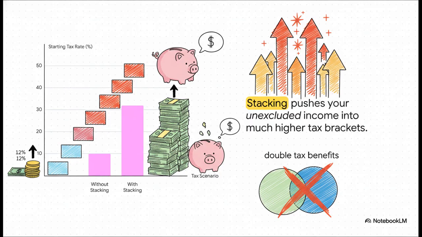And when you see it visually, the impact is just, wow, it's staggering. Look at this example. Say you have $50,000 of salary that's not excluded. In the old world, that $50K would be taxed starting at the nice low 10% rate. But now, with the stacking rule, that same $50K is treated as if it's sitting on top of the, say, $120,000 you excluded. So instead of starting at 10%, that income is getting taxed at a rate that starts way up at 32%. It's a massive difference.